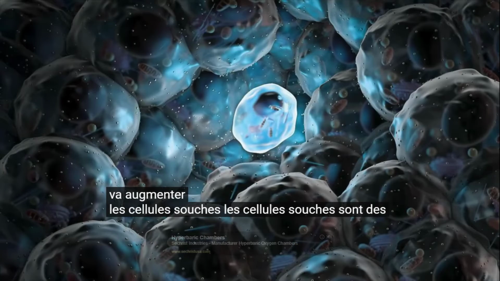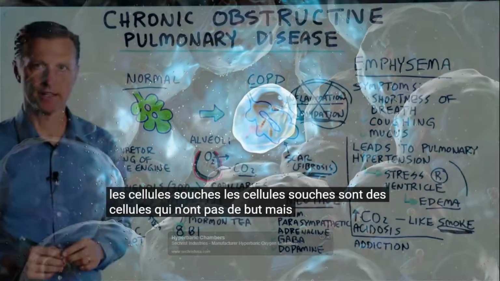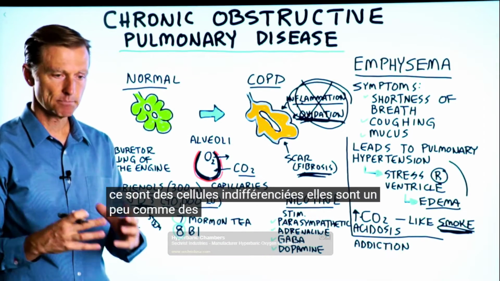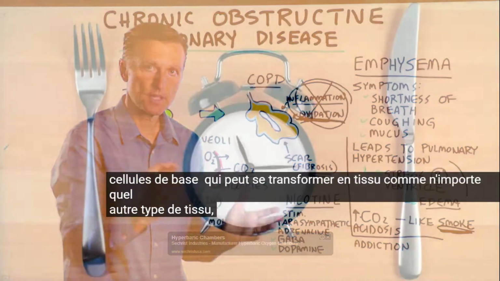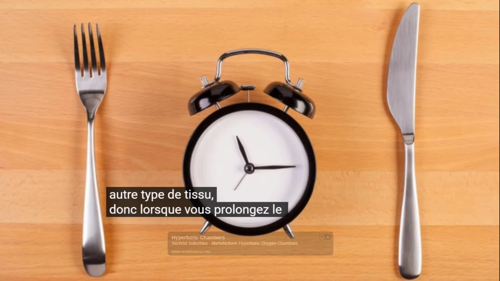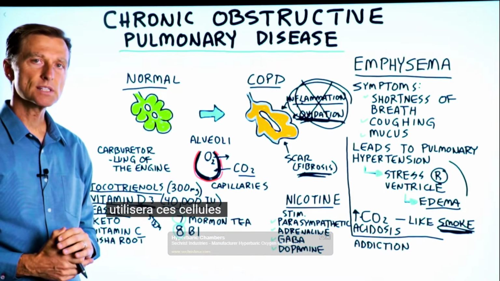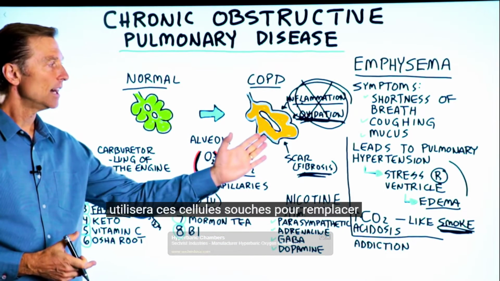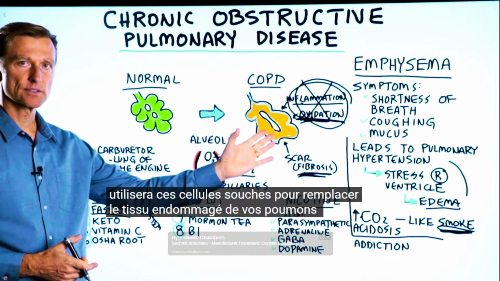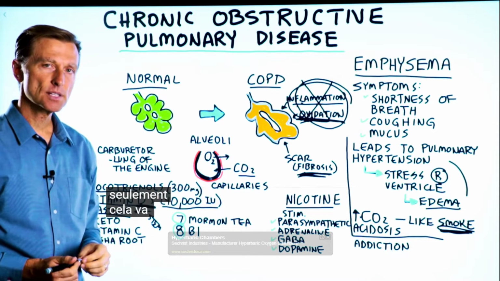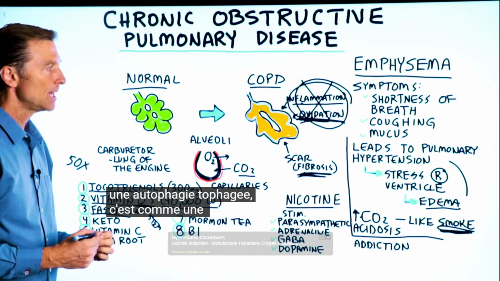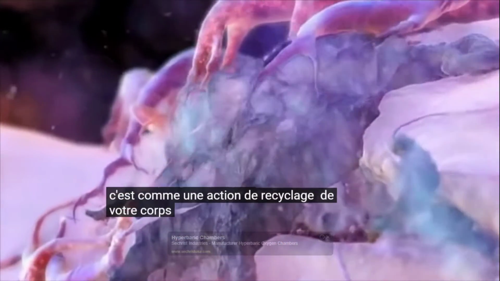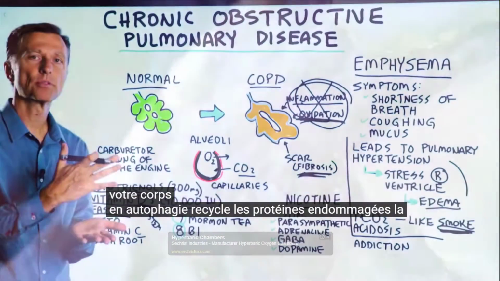Stem cells are cells that don't have a purpose yet. They're undifferentiated cells. They're kind of like basic cells that can turn into tissue, like any different type of tissue. So when you do prolonged fasting, your body will use these stem cells to replace the damaged tissue of your lungs. But not only that, it's going to stimulate something called autophagy. Autophagy is like a recycling action of your body. And autophagy recycles damaged proteins.